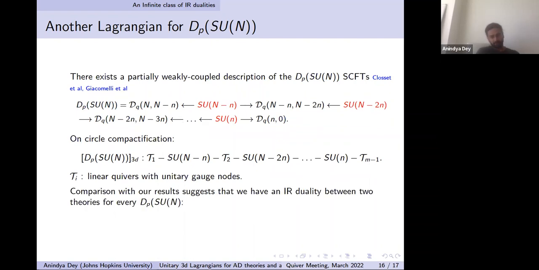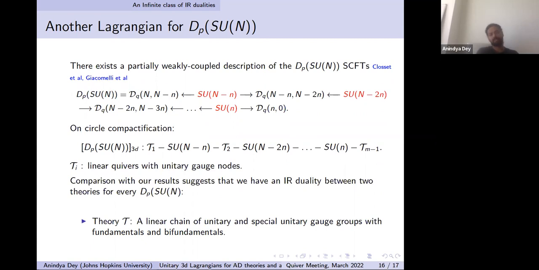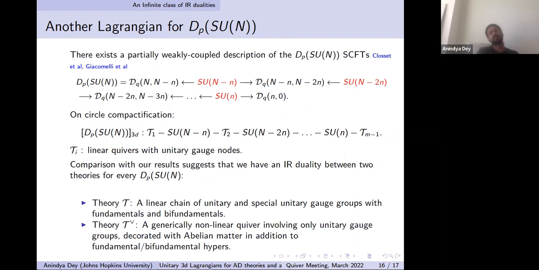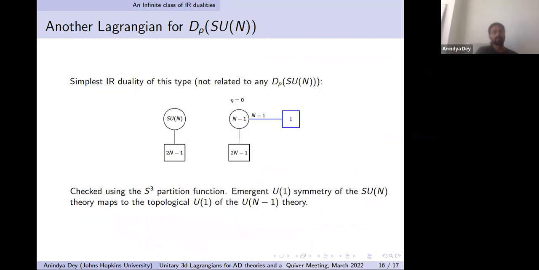Okay, so then comparison with our results would suggest that we have an IR duality between these two sets of theories. So on the one side, we have this linear chain of unitary and special unitary gauge groups with fundamentals and bifundamentals. On the other side, we have a generically nonlinear quiver involving only unitary gauge groups decorated with abelian matter in addition to fundamental and bifundamental vectors. Okay. Now, the most elementary example of this is the following theory, which has nothing to do with any DPSUNs, but it's just the most elementary example of such a duality.